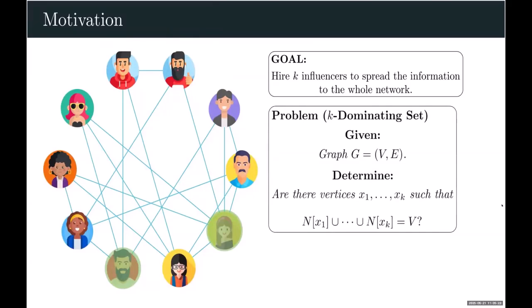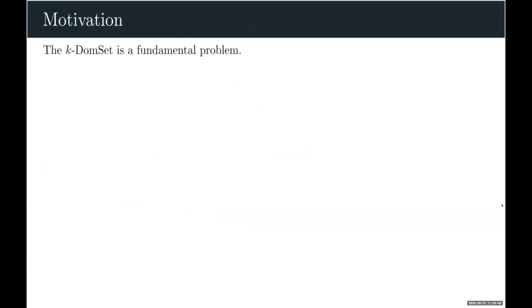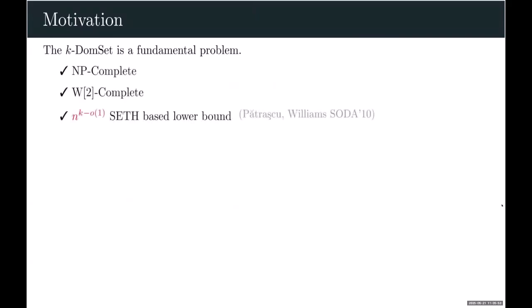Formally, this is the well-known K-dominating set problem, where you're given a graph G and want to find out if there are k vertices x1 up to xk such that the union of their closed neighborhoods contains the full vertex set. I guess you all knew about this problem, but just to refresh your memory. I won't try to convince you that K-dominating set is a fundamental problem. Just to recall, it's a classical NP-complete problem. It's the most natural W[2]-complete problem, and it's among the first problems for which a tight strong ETH-based lower bound was given in 2010 by Pătrașcu and Williams.